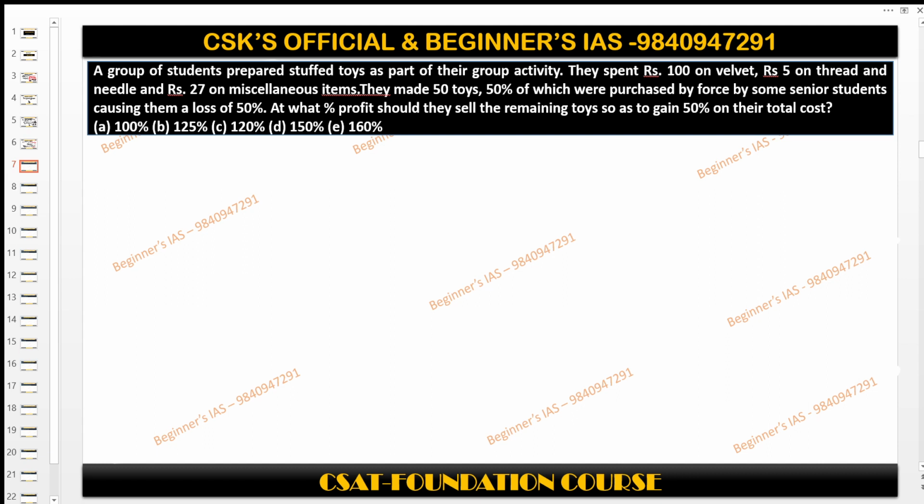So first of all, find out the cost of one toy. What is the cost price of one toy? So 132. Okay. Sir, 132 is the entire cost. Sir, the cost of one toy will be 132 by 50. So now let us see here.